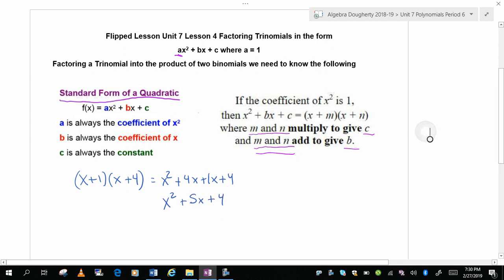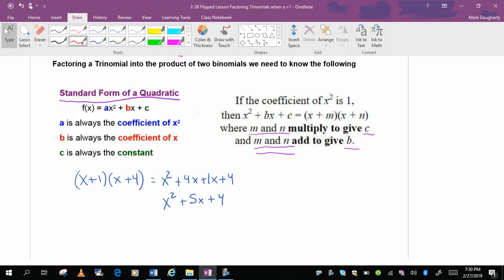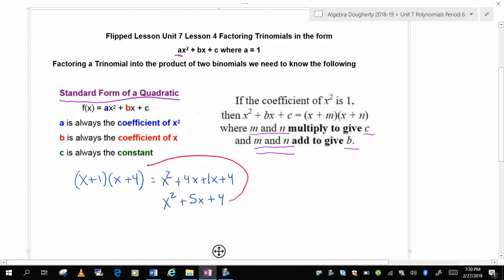Now what this means basically, instead of multiplying them together, I'm going in the other direction to go from the start here to the end here. It's going in the opposite direction.